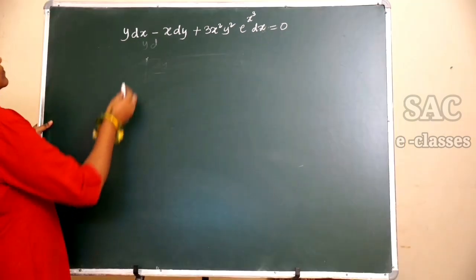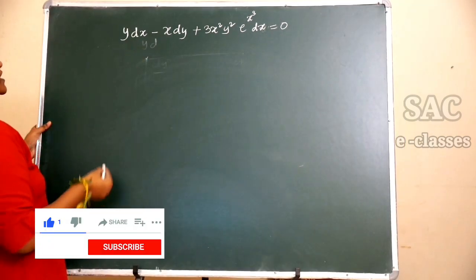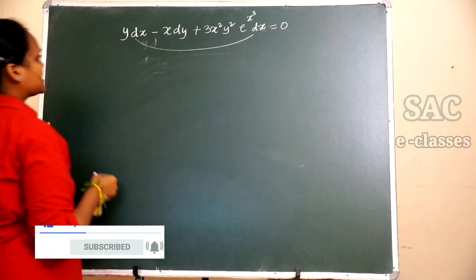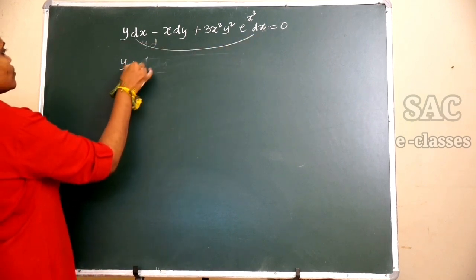Let's start it. First of all, observe what the given equation is. Make sure that dx turns into one group.